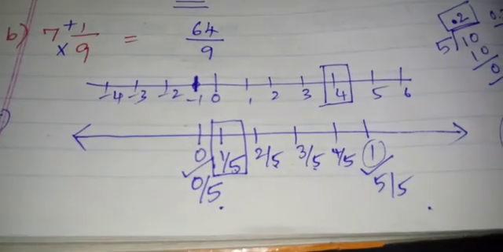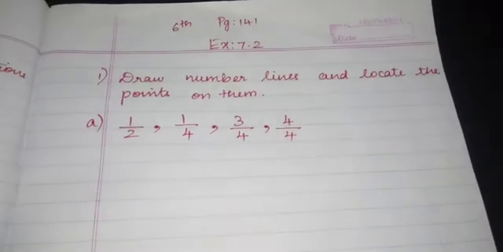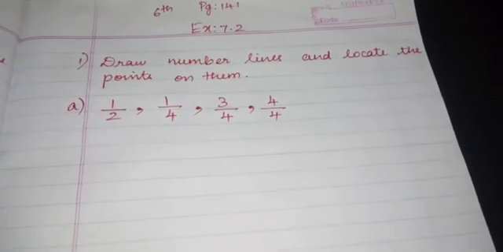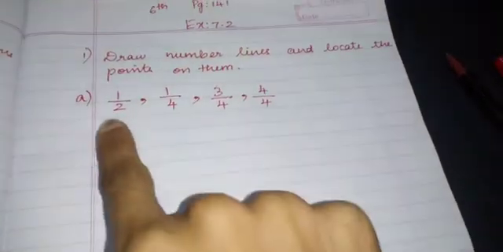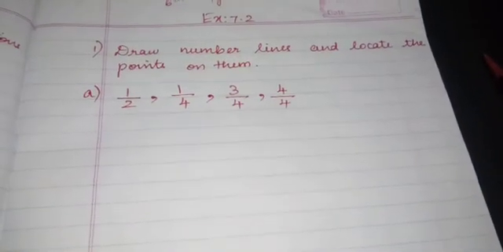Next we are going to exercise 7.2. You can take page number 141 in your NCERT textbook. First problem: draw number lines and locate the points on this. They have given a few points. We have to draw a number line and we have to locate the points.